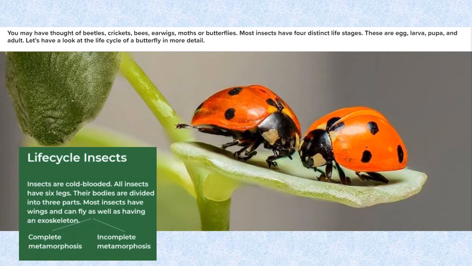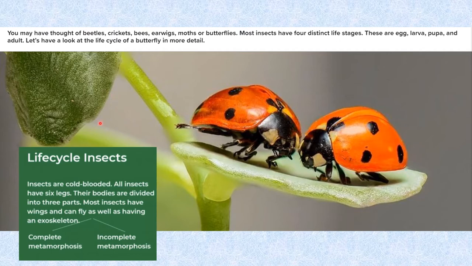They often have an exoskeleton, which is a hard shell rather than a backbone. So on the ladybirds here, you can see this hard casing which protects them and gives them their structure. So they don't have a skeleton the same way we do. Their skeleton's on the outside, which is exo, that prefix exo.